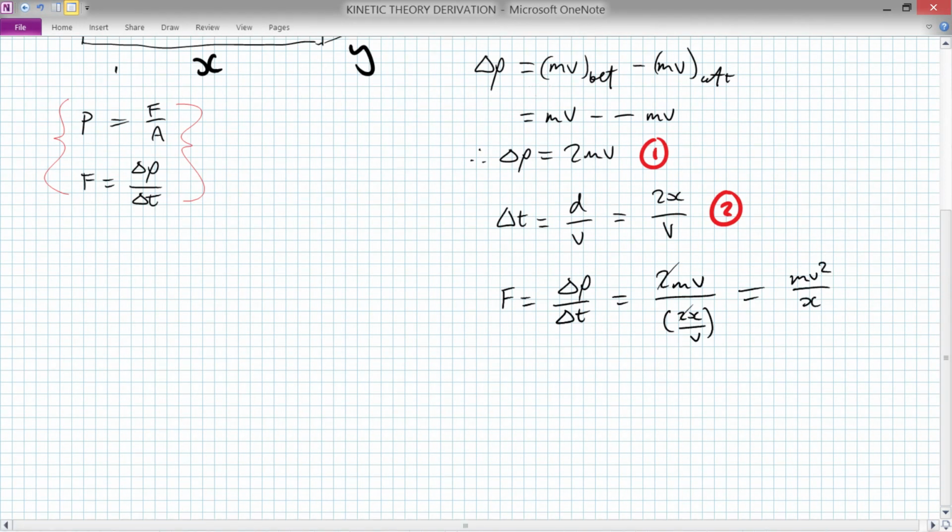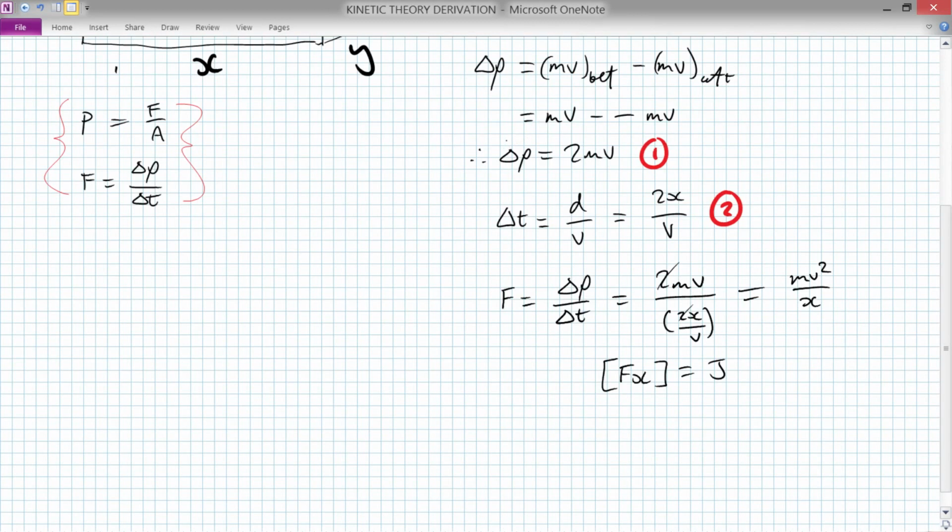That's my force. And actually that should make sense, because if I bring this x across here, what I've actually got is Fx, which is a force times a distance, so you should be thinking that that will have units of joules, which makes sense because I've got an mv squared over here, and that should remind us of kinetic energy. So we're on the right track. Anyway, but that's just a side note.